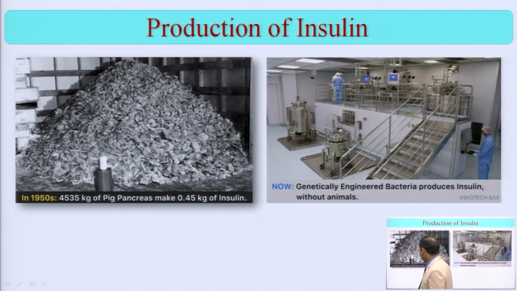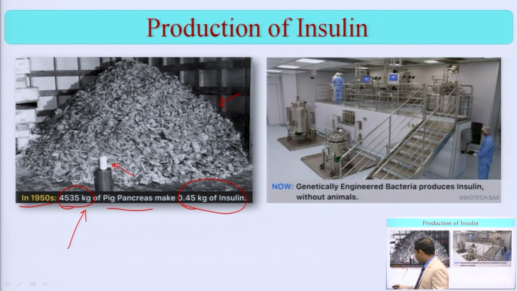You can see here in the picture, in 1950, pig pancreas was collected. Here you can see this is pig pancreas, all pig pancreas. From the pigs, 4,535 kg of pancreas was collected, and from that only 0.45 kg of insulin was found. You can imagine how many pigs were sacrificed to collect this. That is why it was a very big issue.